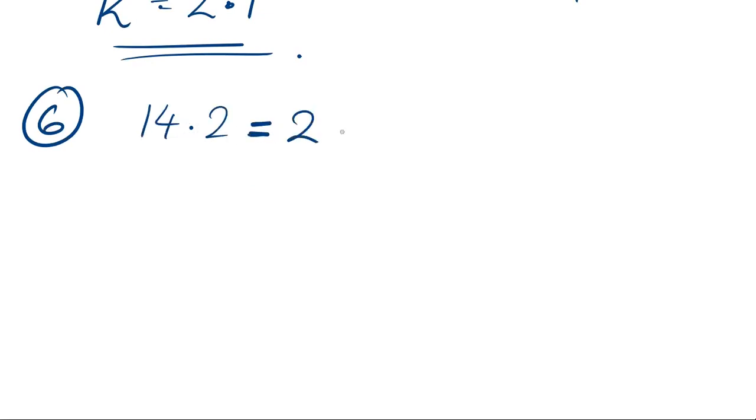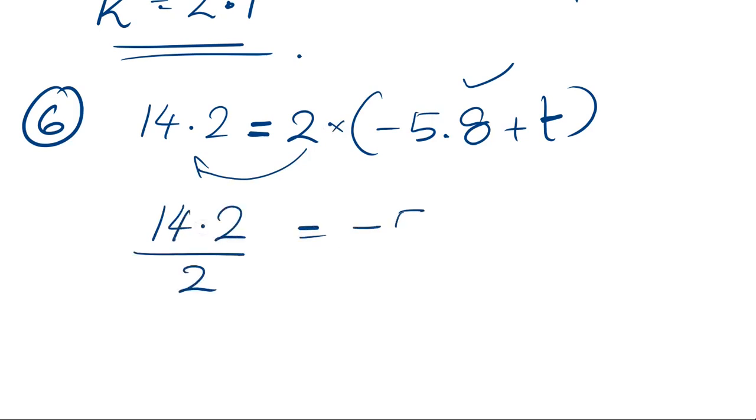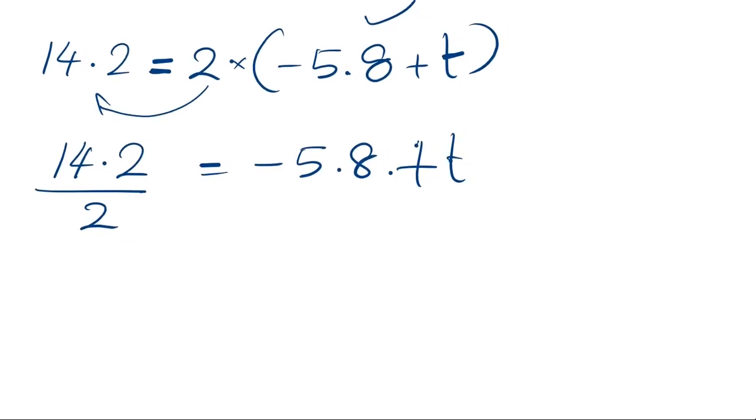14.2 is equal to 2 into negative 5.8 plus d. So here we have to isolate the terms in the brackets on the right side. Here it is 2 times. So when we bring this 2 to the left side, it becomes division. 14.2 divided by 2 is equal to negative 5.8 plus t. So we can check what is 14.2 divided by 2.